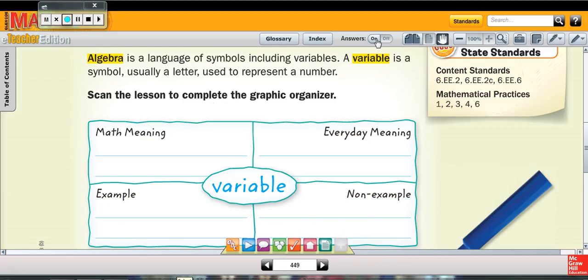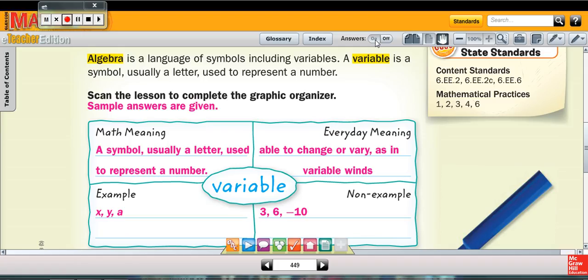Okay, here are some examples. You could have said a symbol, usually a letter used to represent a number. Every day, it's the ability to change or vary, like variable ones in a science experiment. A variable would be the thing that could change depending on the conditions. Examples might be X, Y, or A. Okay, here you could have M, P, K, whatever you chose. Non-examples would be any numbers. So 3, 6, -10, 2/5, 36%. Okay, those are not variables. Those would be non-examples there.